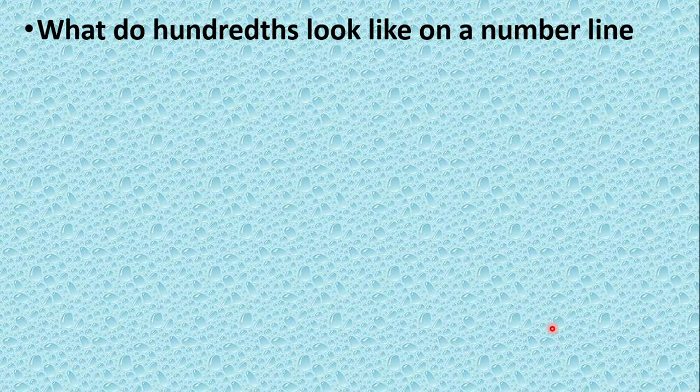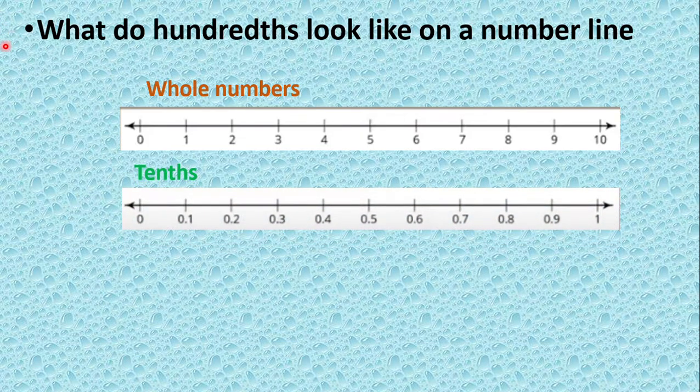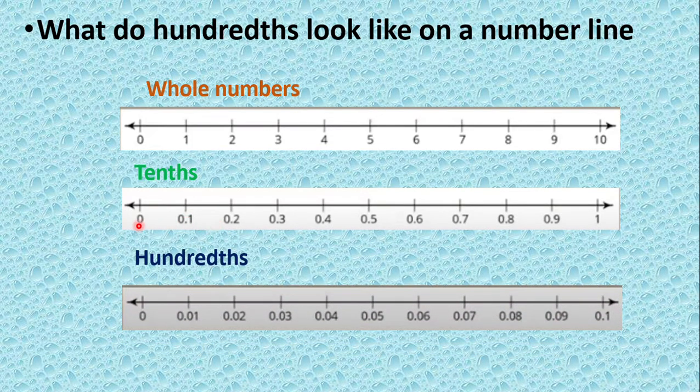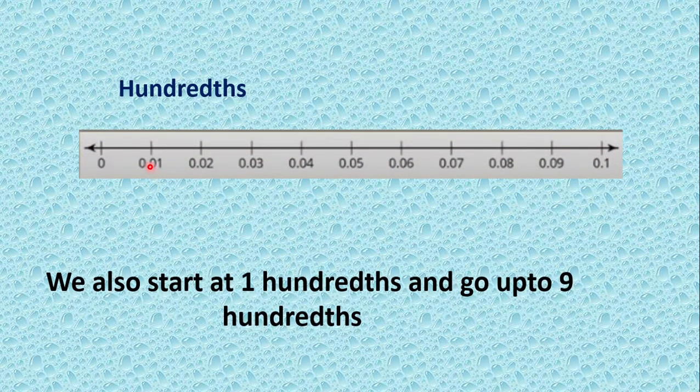Now, what do hundredths look like on a number line? Just as a tenth is in between whole numbers, hundredths are in between each tenth. They also start at 100 and they go up to 900. Now we'll be representing.